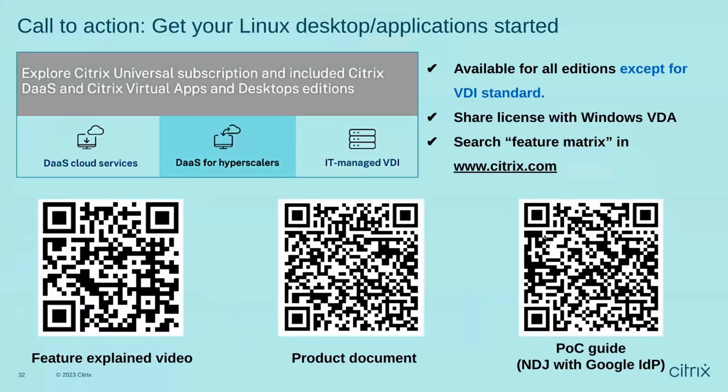And in terms of availability, you're more than likely already entitled to it as part of your Citrix license or subscription. It's available for both on-premises CVAD as well as Citrix DaaS, all editions essentially, except for the VDI standard, and it will share or pool licenses that you use today for your Windows VDA. You can find the full feature matrix on our citrix.com site.